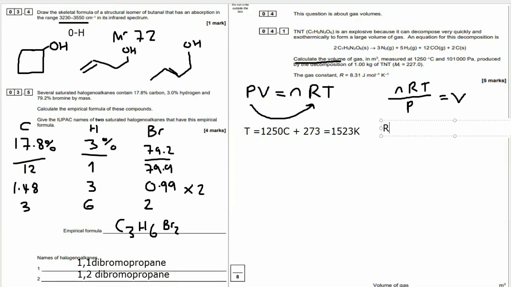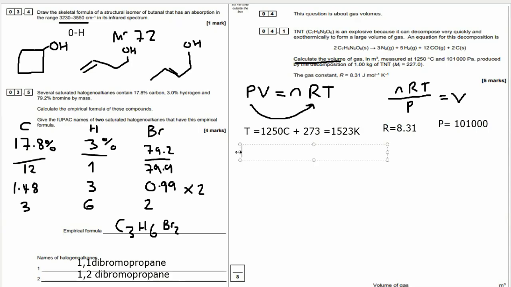We know what R is. It's always 8.31. We know that P has to be in pascals, not kilopascals. And actually, it's been done for us. So there's no conversion needed there. We've got pressure of 101,000.